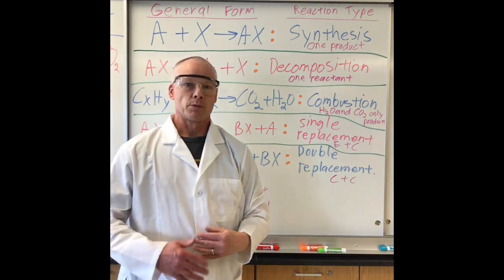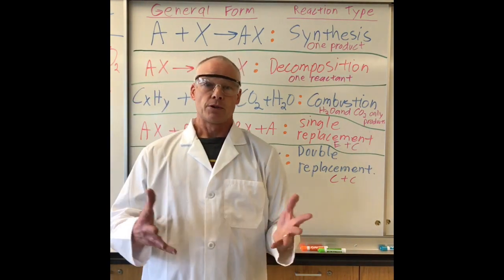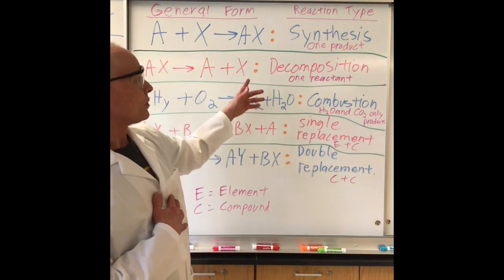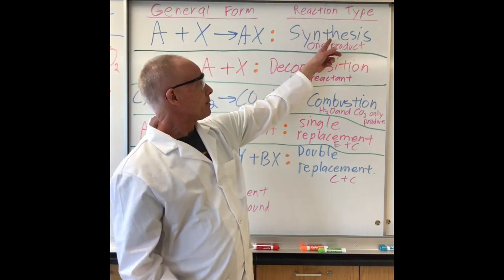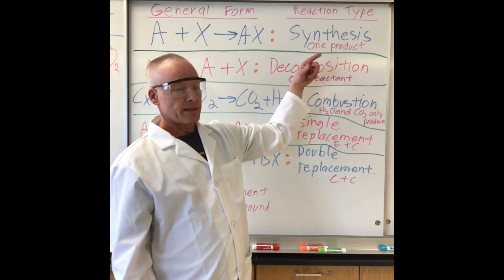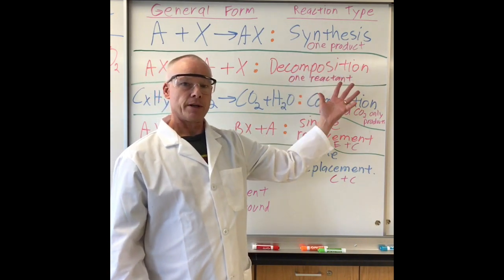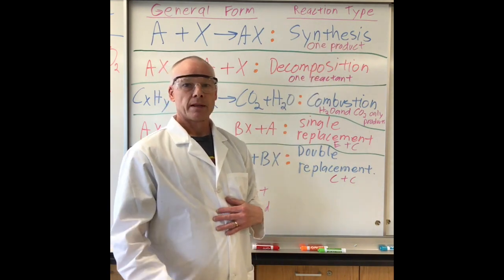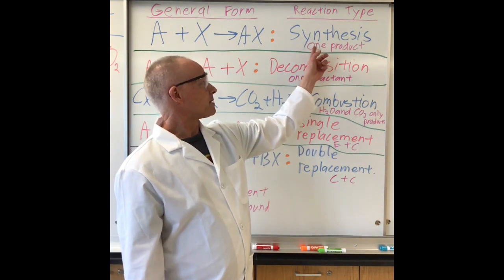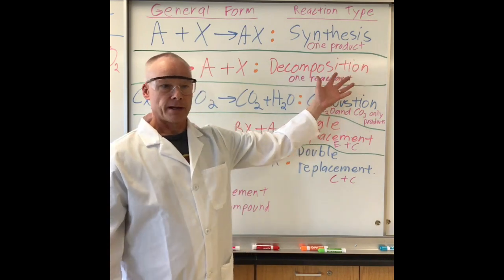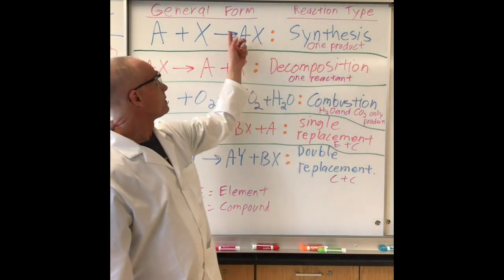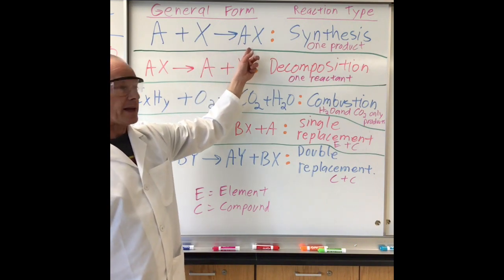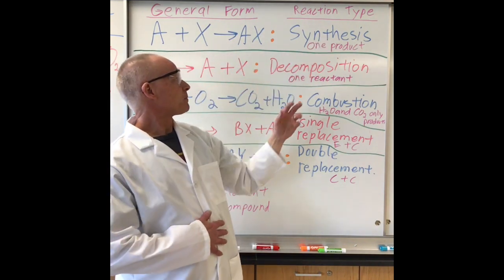This general form is what you should be looking for in order to identify the reaction that we are doing in the lab. Also, under the reaction type is the distinguishing characteristic. How can you identify that this is a synthesis reaction, for example? And that is, for the synthesis, one product. If we find a reaction that only has one product, this A plus X reacts to form AX, just one thing, we know that it is synthesis.